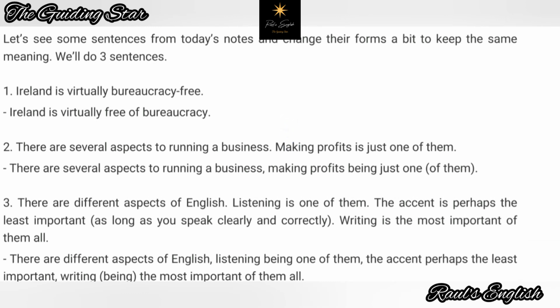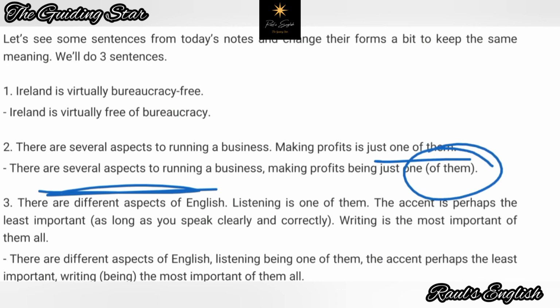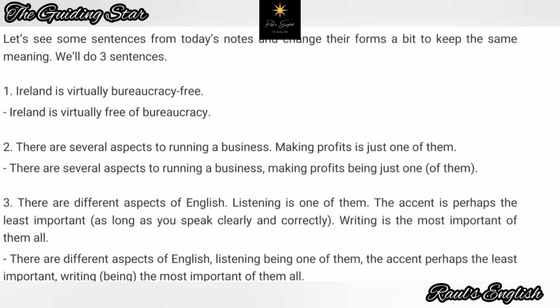Alright, let's go on to number 2. There are several aspects to running a business. Making profits is just one of them. Alright, so there are several aspects to running a business, comma, making profits being just one. Or making profits being just one of them. But since you already said there are several aspects to running a business, there's no real need to write "of them" again, but if you want to write it, you can write it. There's nothing wrong with it. It's absolutely correct. That's why I put it in brackets. If you choose to write "of them," it's correct. If you choose not to write "of them," that's also perfectly correct, because these two sentences have been joined by a comma in the correct way.